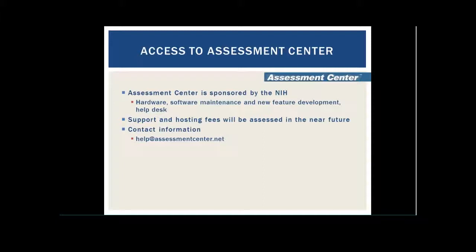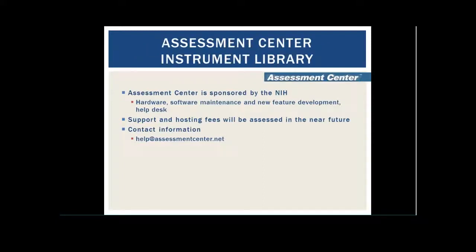It's a tool available to you, and as you scratch the surface within Assessment Center, there are questions that come up, so please use the help desk as support. In the future, there will be support and hosting fees, and contact information is help@assessmentcenter.net.